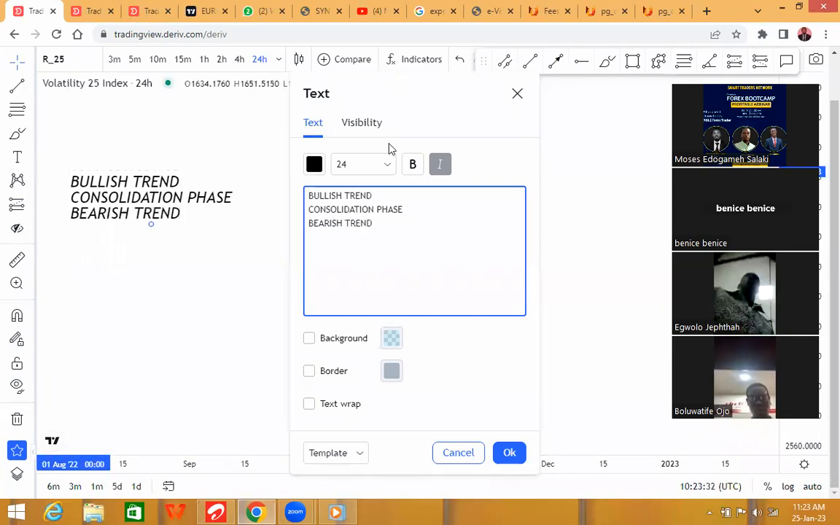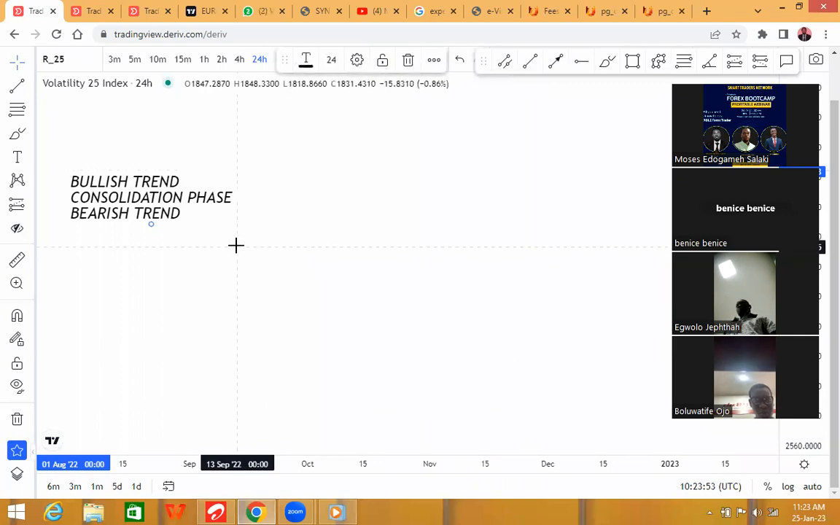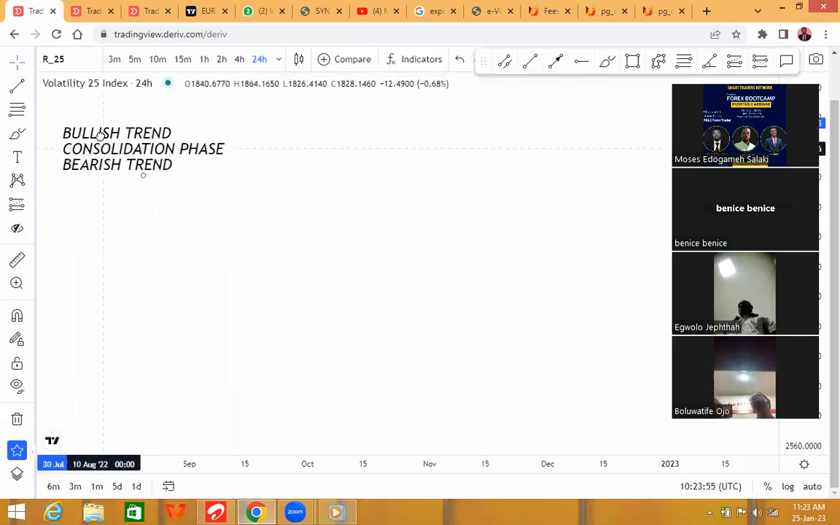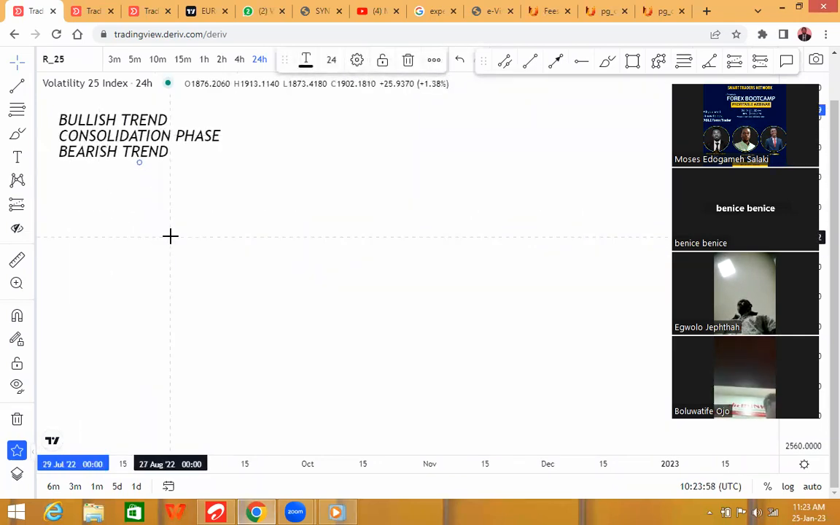These are the three types of market pattern, price action. These are the three types of market structure. You don't want to forget this. I'm going to show you gradually. These are the pattern in which the price takes. So we have the bullish trend, the consolidation phase, and then we have the bearish trend.